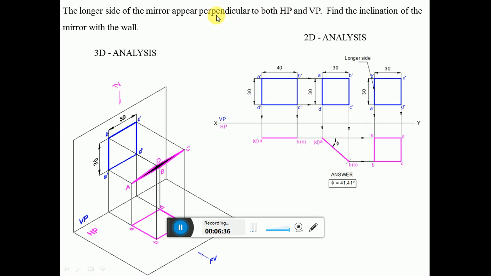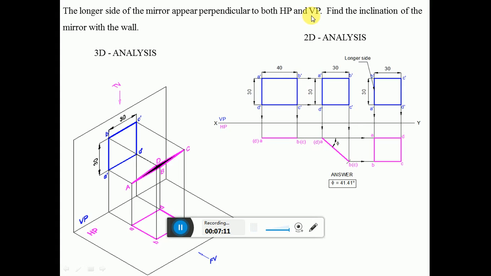Because the longer side means nothing but a line. If the line has to be perpendicular to HP, then obviously that line has to be parallel to VP. That is from the projections of lines. Similarly, if the line has to be perpendicular to VP, then it has to be parallel to HP. In the sense that if the line is perpendicular to HP, then in the front view you get a vertical line, and in the top view you must get a point.